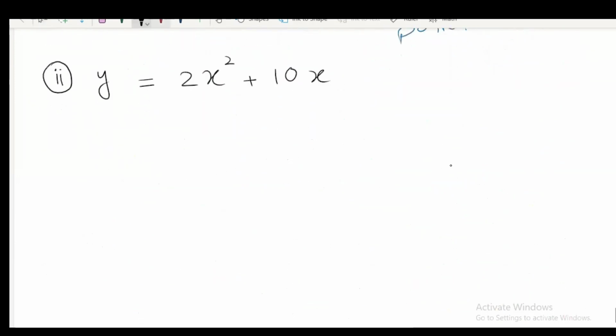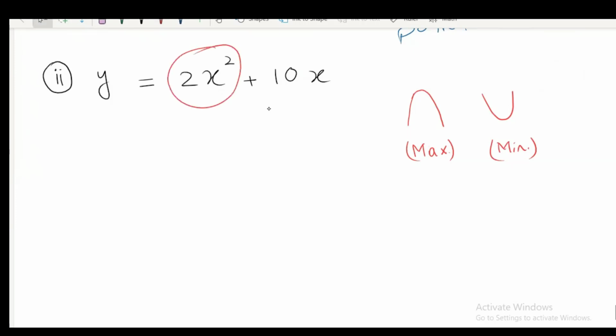Same as before, initially you have to check which type of parabola you will sketch. Be careful: for a maximum value function the turning point has the maximum value of y, and the other type is for minimum. If the coefficient of x squared is positive, as with positive 2x squared, this type of parabola will be sketched. You can memorize this as a happy face.